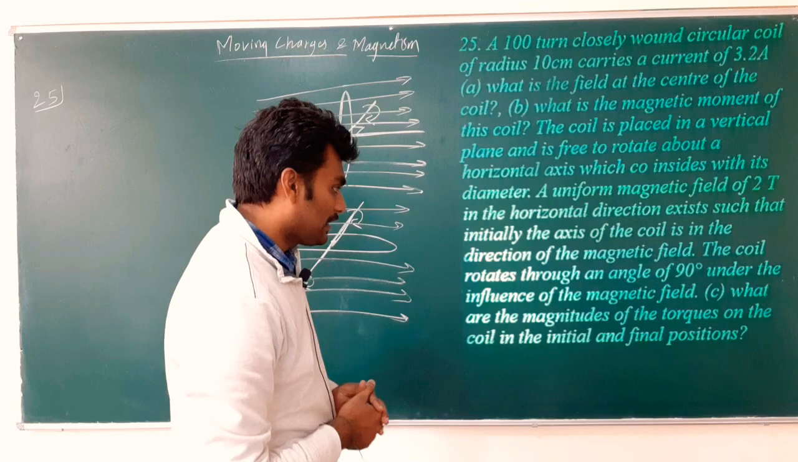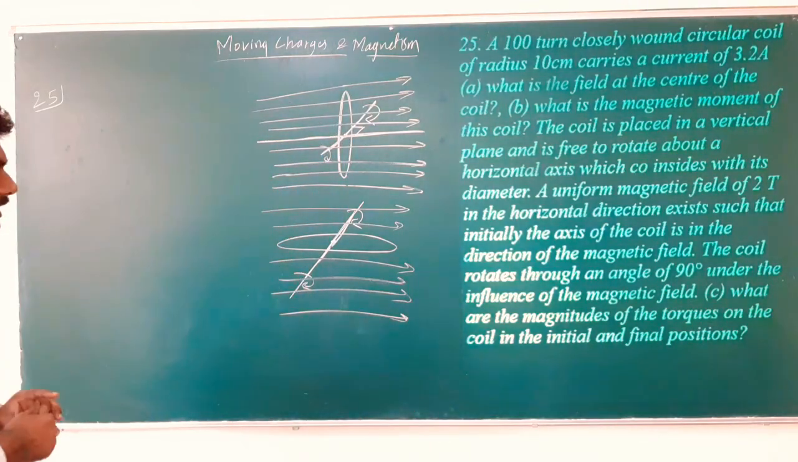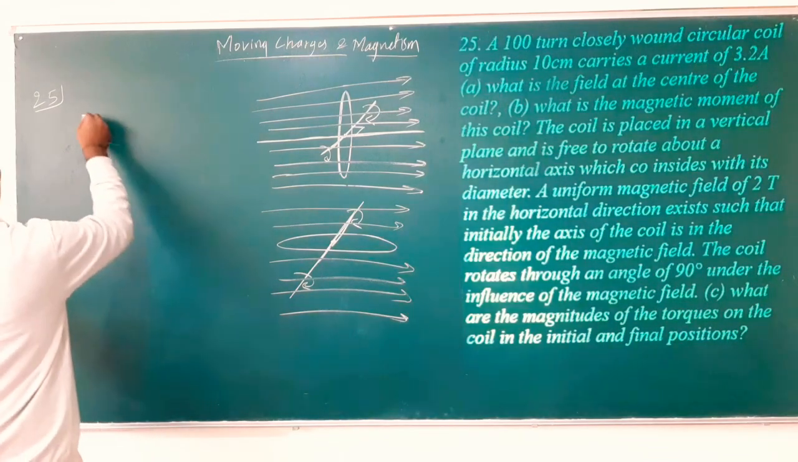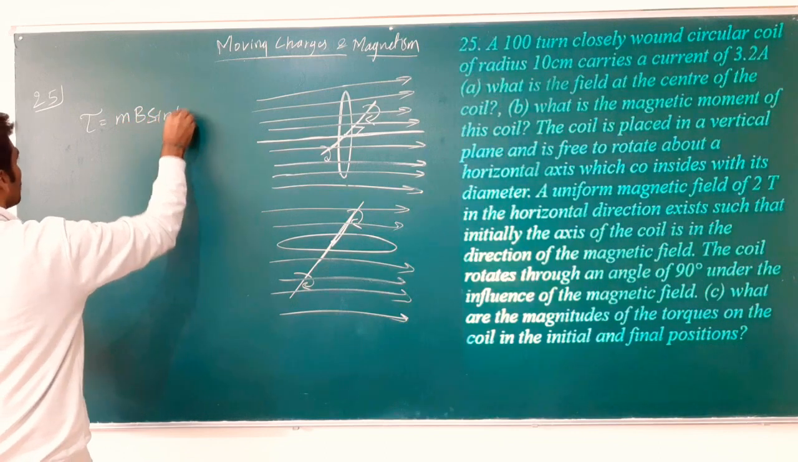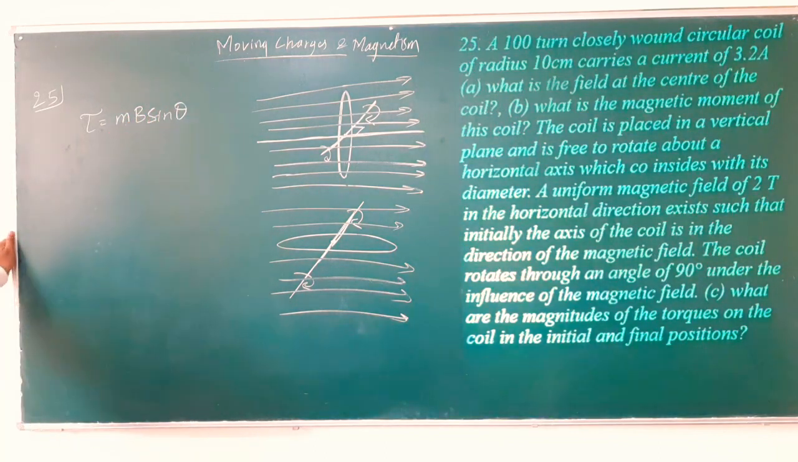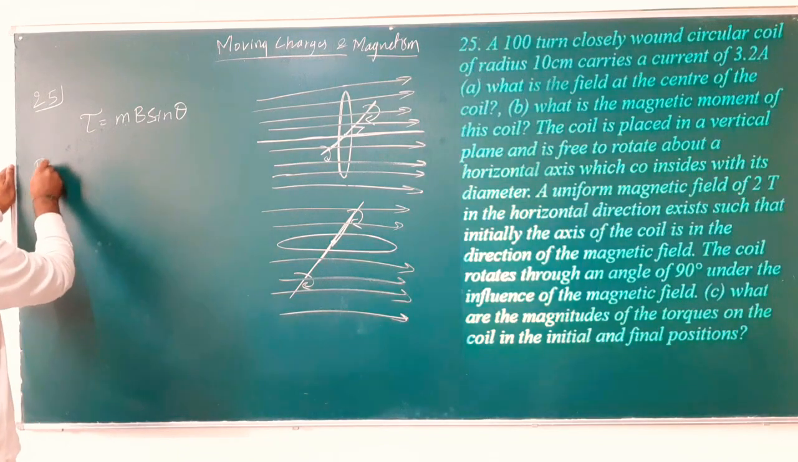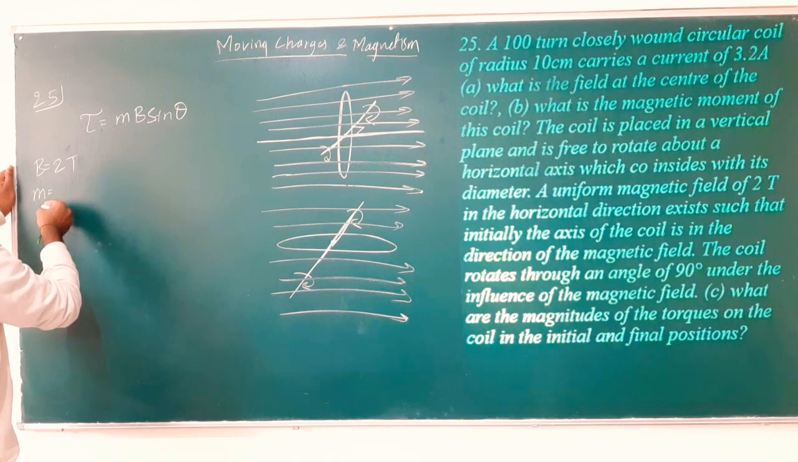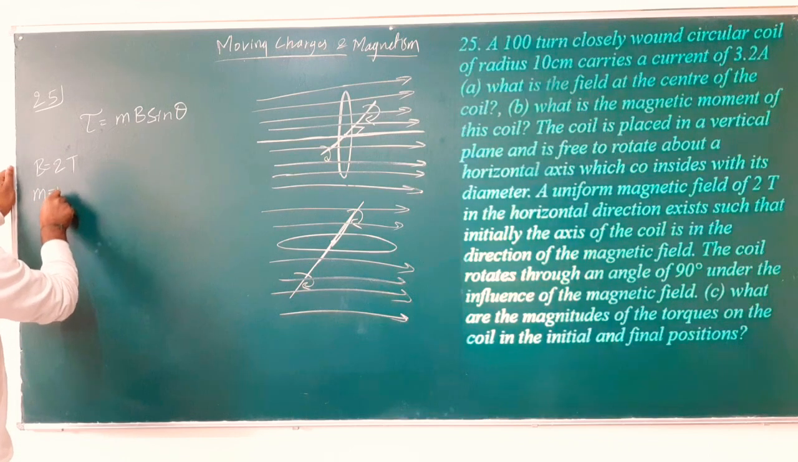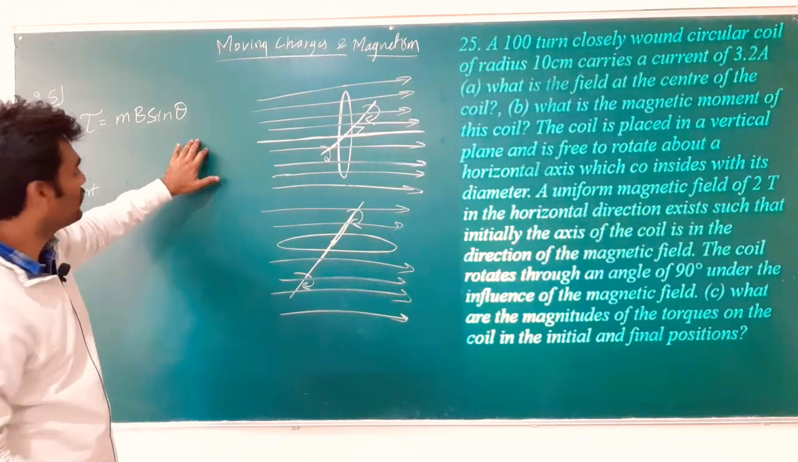Now the question that is asked here is what are the magnitudes of torques on the coil in the initial and final positions? Look at this. What is the expression for torque? Tau is equal to m cross B, which is mB sin theta, right? We have obtained the value of m, which is 10 ampere meter squared. The external magnetic field present here is also given, 2 Tesla. So it is theta which will decide the torque.